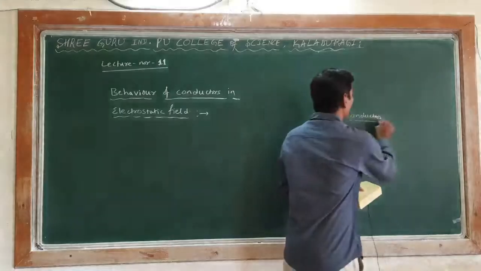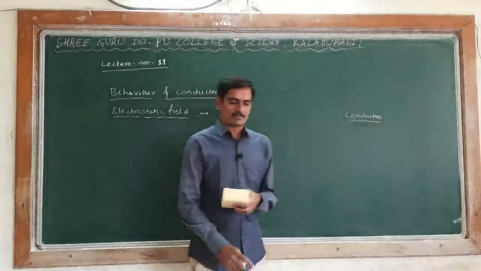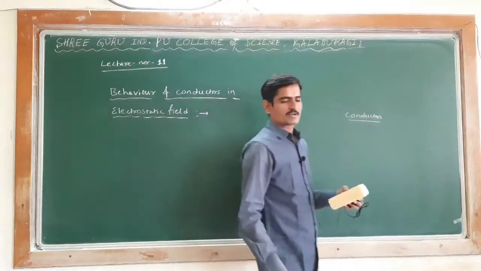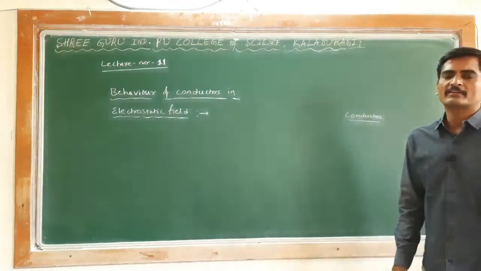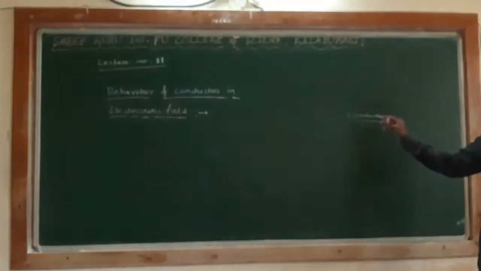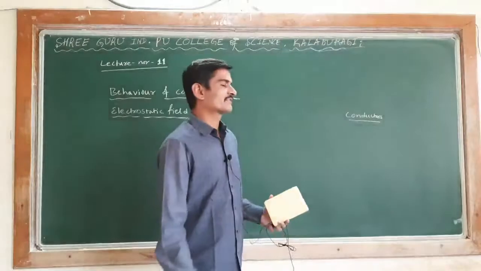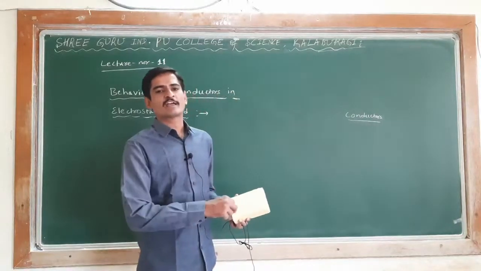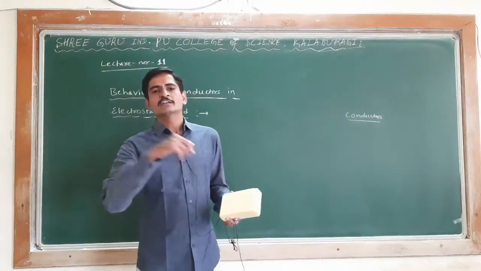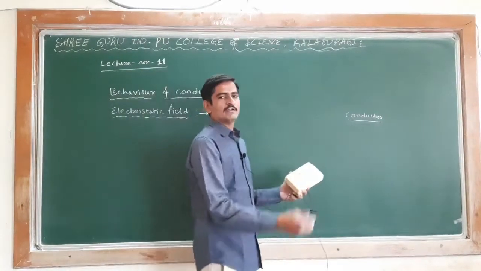So conductors will have a large number of free electrons, and these electrons are free to move in the body of the conductor. These electrons are free to move in the interior of the conductor, and they can also be easily moved from the surface of the conductor with a little effort.